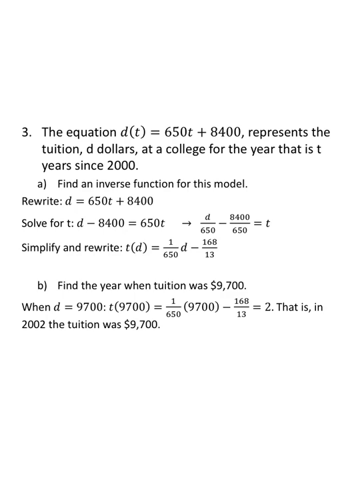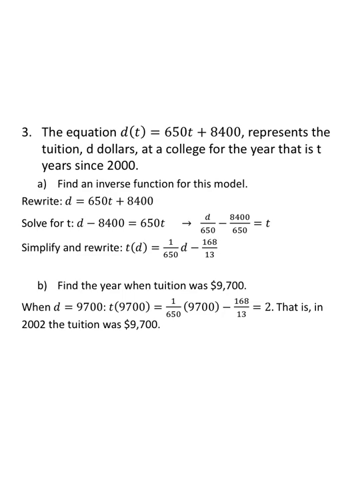What I do instead is I solve for the other variable. Here d is by itself, so we want to get t by itself. Let's subtract 8,400 from both sides. So d minus 8,400 equals 650t. To get t by itself, we're going to divide everything by 650. So we'll have d divided by 650 minus 8,400 divided by 650 equals 650t divided by 650.